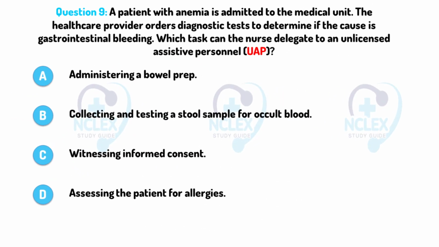Question 9. A patient with anemia is admitted to the medical unit. The healthcare provider orders diagnostic tests to determine if the cause is gastrointestinal bleeding. Which task can the nurse delegate to an unlicensed assistive personnel, UAP? A. Administering a bowel prep. B. Collecting and testing a stool sample for occult blood. C. Witnessing informed consent. D. Assessing the patient for allergies.